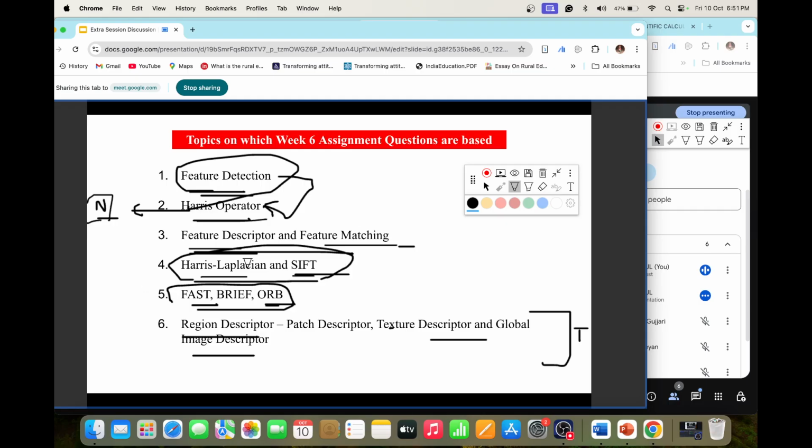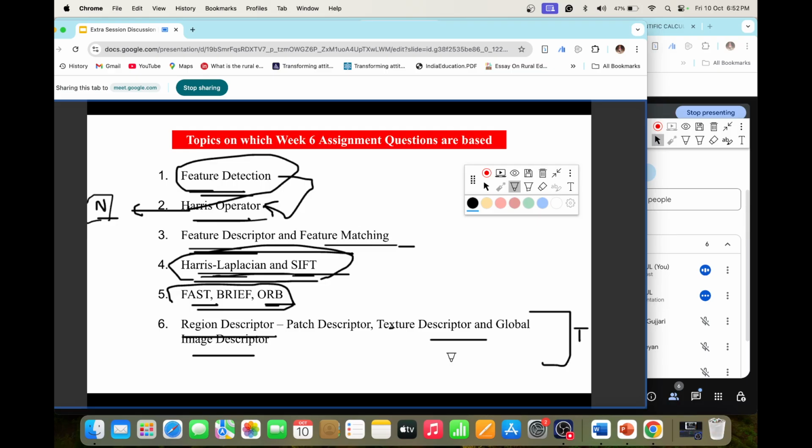Also I have differentiated Harris, Laplacian, and SIFT given at once, so I have also given you a difference table: what is Harris, what is Laplacian, and what is SIFT. Please go through it. Similarly, FAST, BRIEF, and ORB, I have also given a difference table, so please go through it. From these five algorithms, Harris, Laplacian, SIFT and the rest, you can expect both numerical as well as conceptual problems. And at last, region descriptor, from this you can expect only theoretical questions.